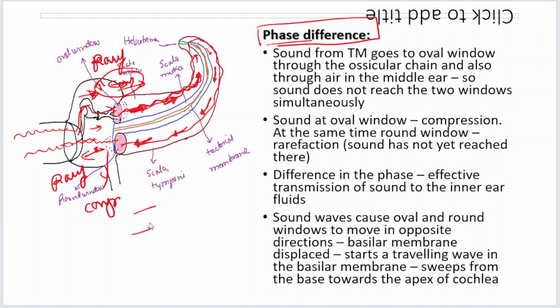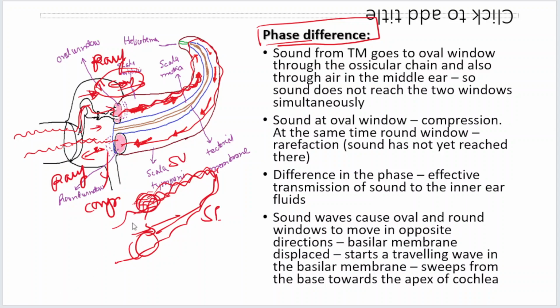Because if both were getting compressed at the same time, there is no chance that there will be a traveling wave. Okay, so because and only because there is a phase difference, that is, when the oval window is at compression the round window is at rarefaction, there will be an establishment of a pressure wave or a traveling wave. Pressure wave through the scala vestibuli and scala tympani, and the traveling wave along the basilar membrane from the base of the cochlea to the apex of the cochlea. Okay, so that is what we are trying to discuss right here.